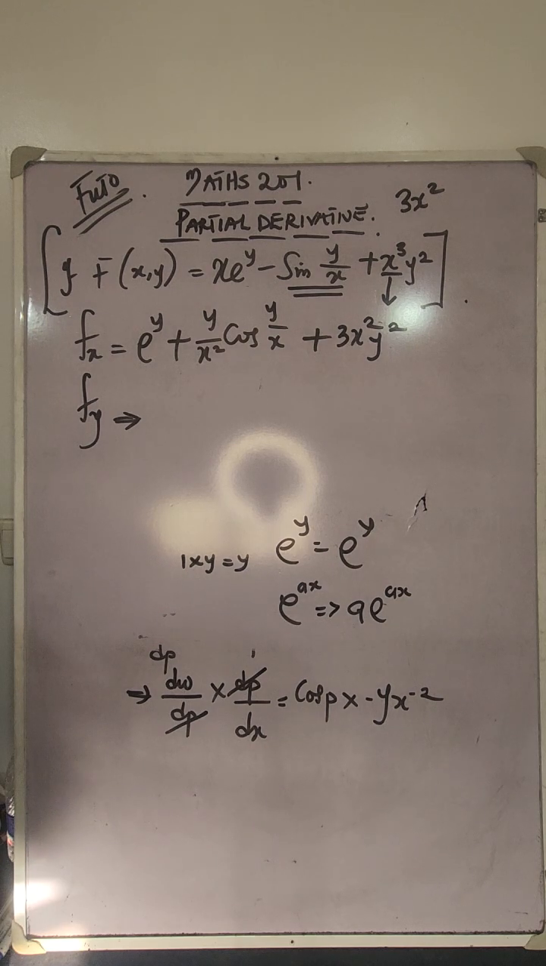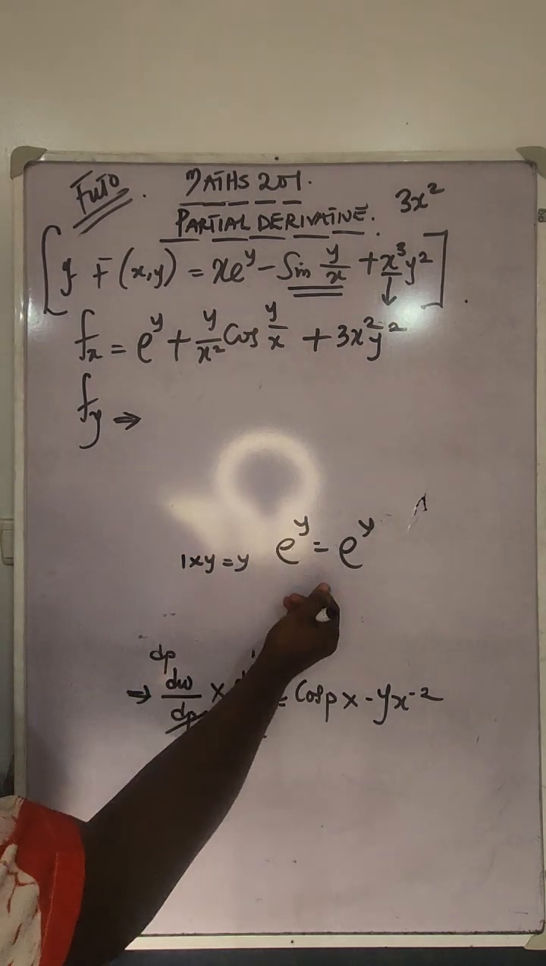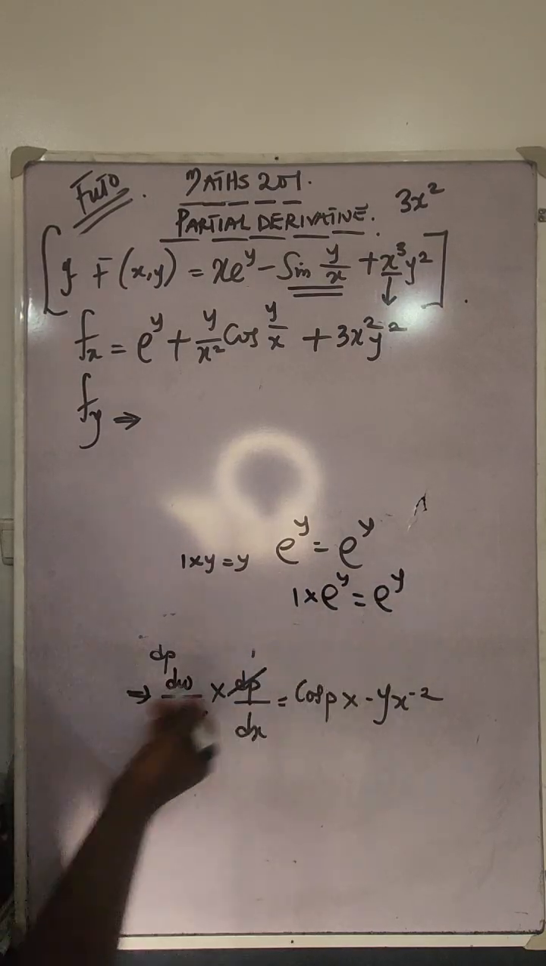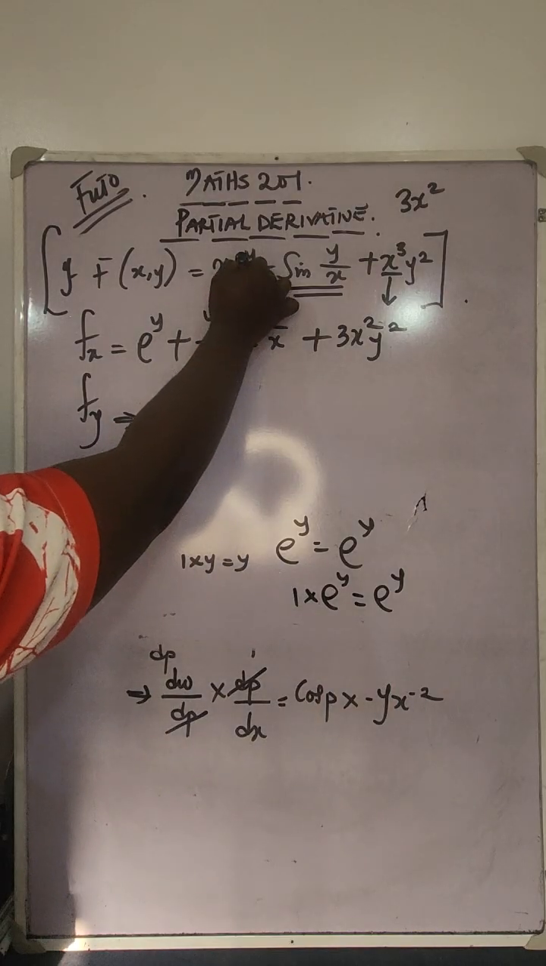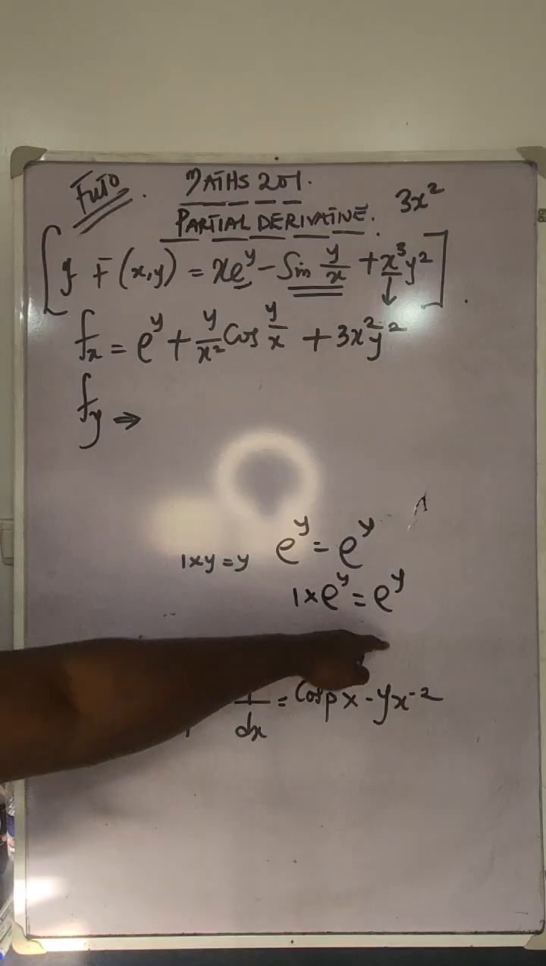1 times 1 is y. So we now said that the imaginary 1 here should come down. 1 multiplied by e to the power of y is e to the power of y, right? So now that we have paid attention to this e to the power of y, we have been able to differentiate e to the power of y. We said it's e to the power of y.